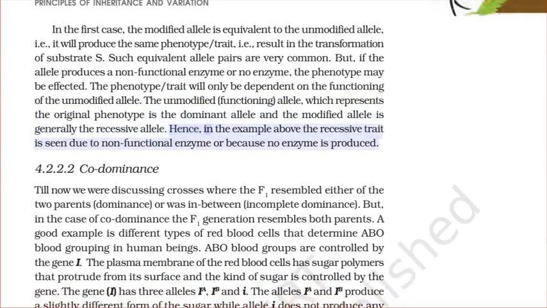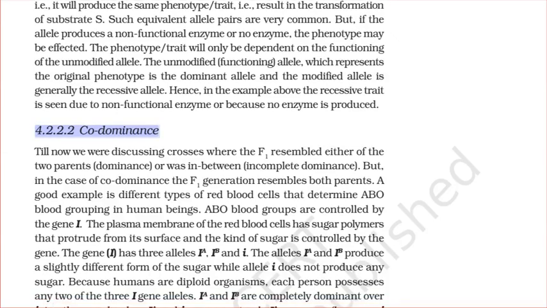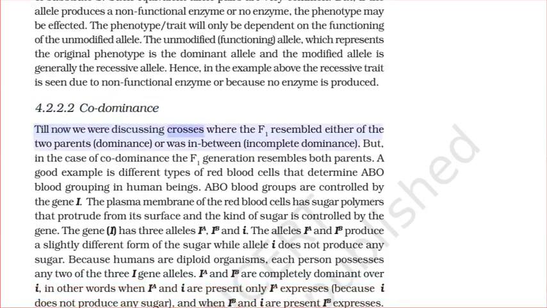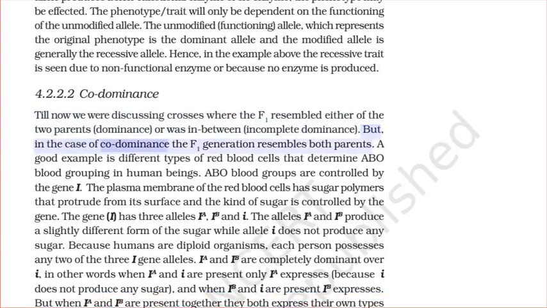Hence, in the example above, the recessive trait is seen due to non-functional enzyme or because no enzyme is produced. Codominance. Till now we were discussing crosses where the F1 resembled either of the 2 parents, dominance, or was in between, incomplete dominance. But in the case of codominance, the F1 generation resembles both parents.